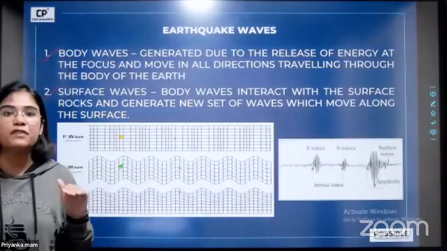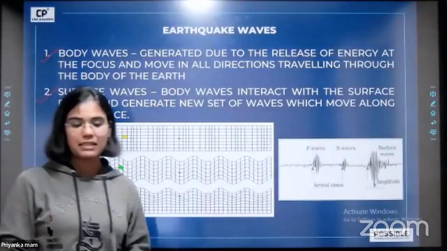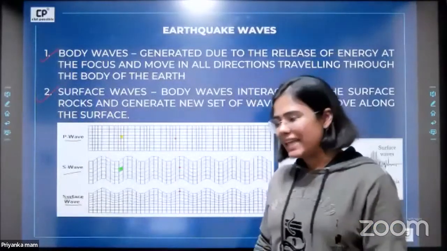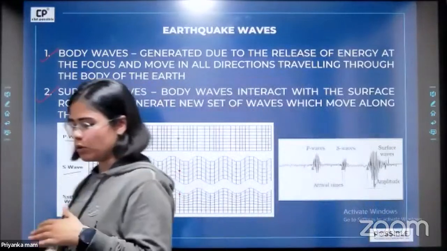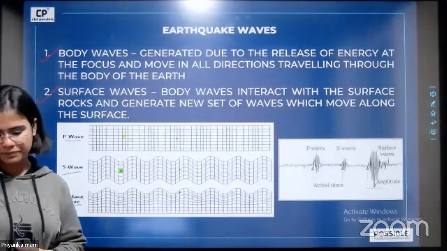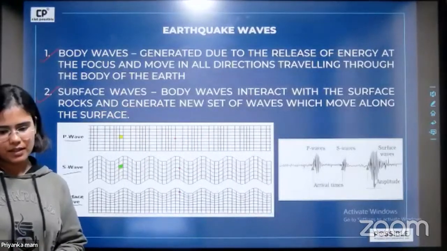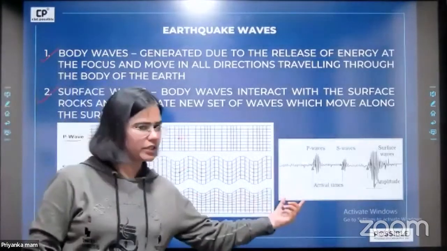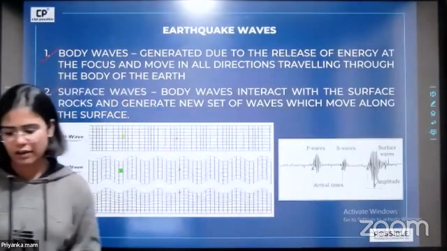You're standing on the surface of the earth and there is something happening beneath the earth, in the earth's body. Will that make it more devastating? Or more devastating kya hoga? Surface wave ki body wave? Come on, write it down. I'm going to wait for you to write it down. Meanwhile, this is how it is recorded in the seismograph.